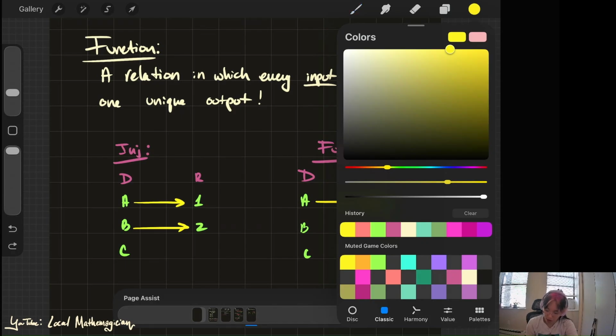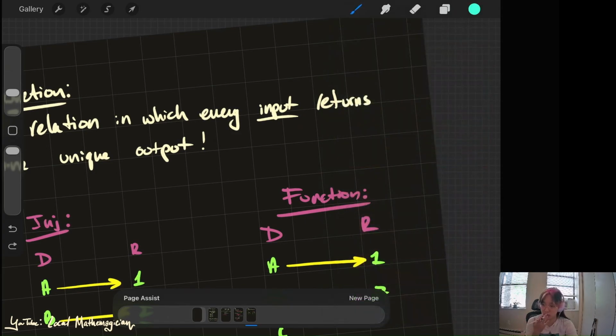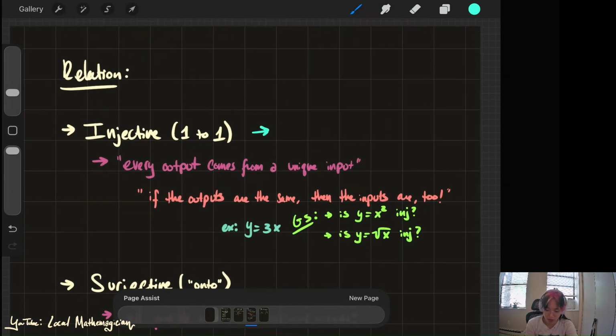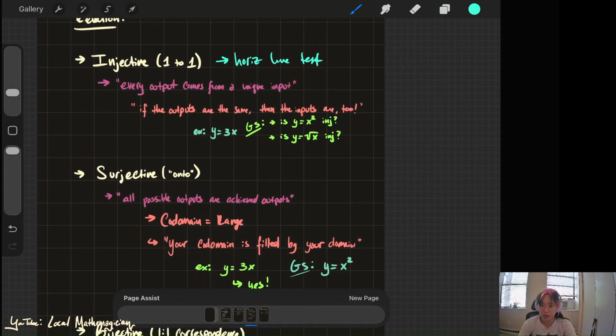Some of you guys may also have heard of the vertical line test. This is the vertical line test. It's saying every input gets a unique output, right? And of course that means that for injective, it's the horizontal line test. Okay.